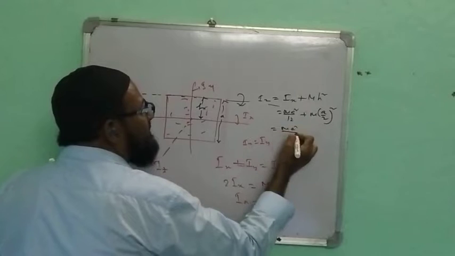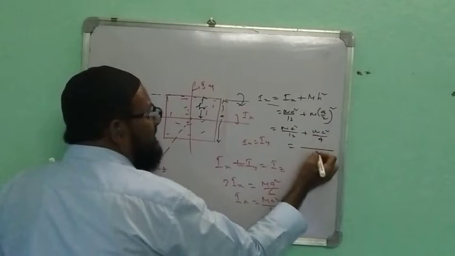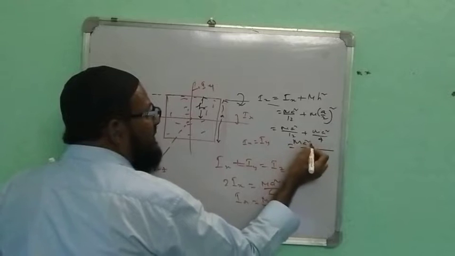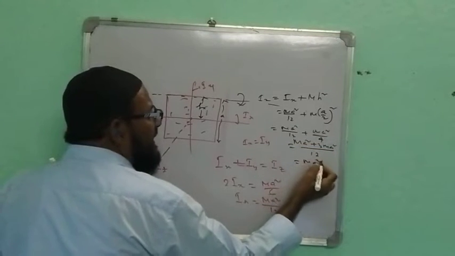So M A square by 12 plus M A square by 4. This is 12. This is M A square. This is 3 M A square by 12, so this is M A square by 3.